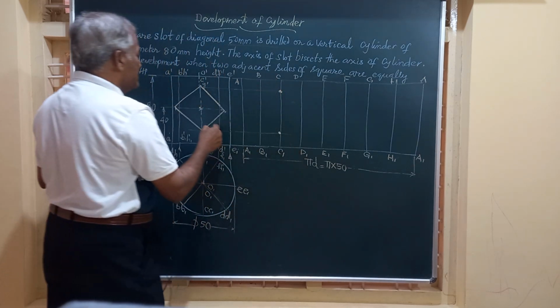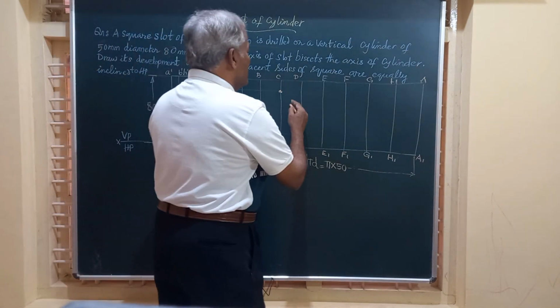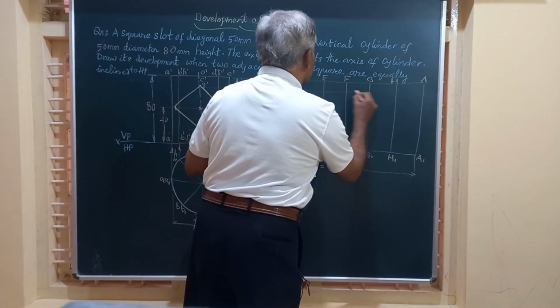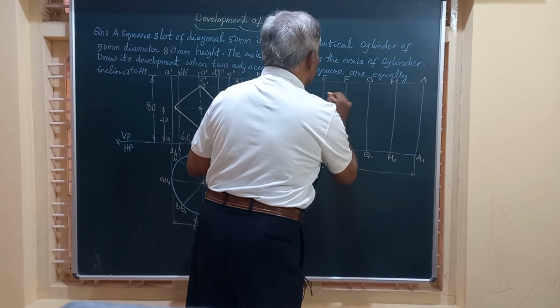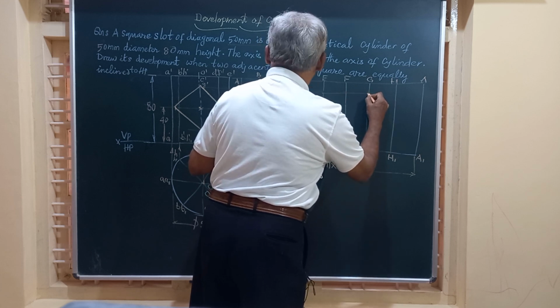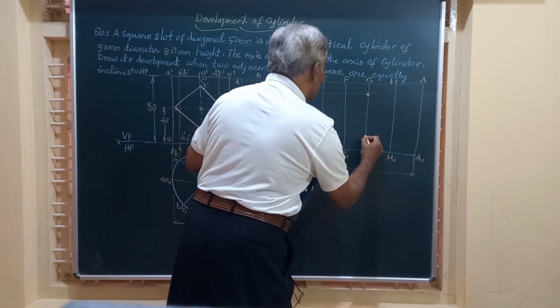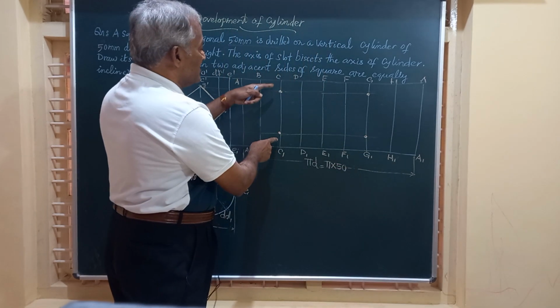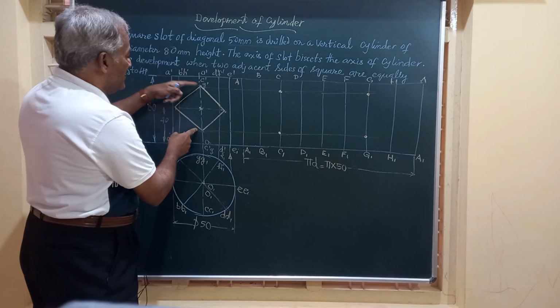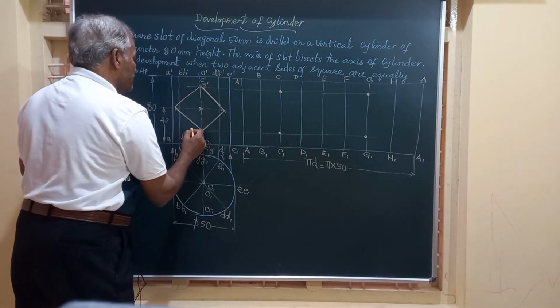This point is on CC. Again on GG. Extend that line till GG. So this is the other point you are getting. You can extend this also. You will get this. Friends, remember this height is going to be 50 because this is 50.